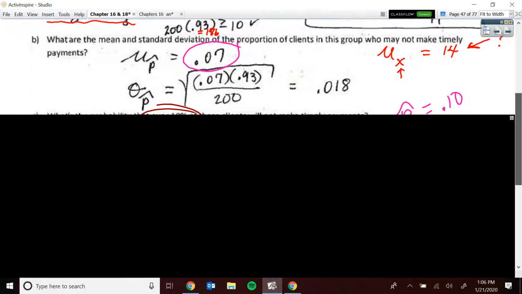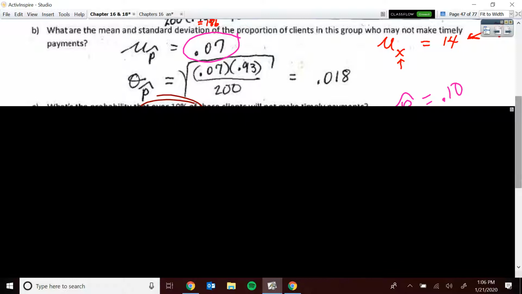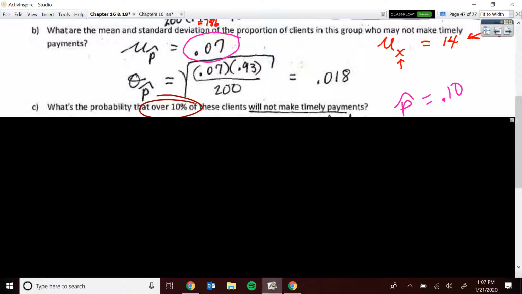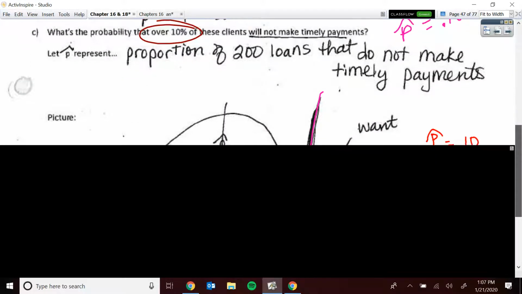All right, now let's think about this. This question is asking about over 10%: what's the probability that over 10% of these clients will not be making a timely payment? But I want us to take a look at this picture real quick.